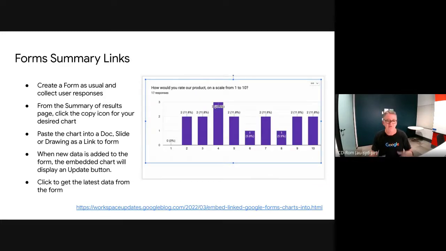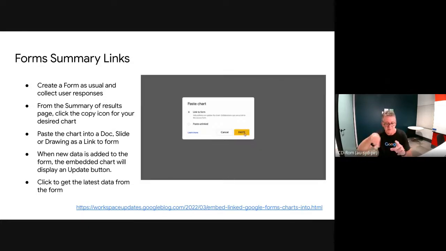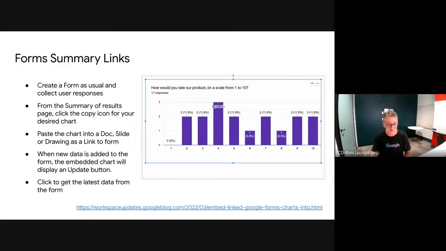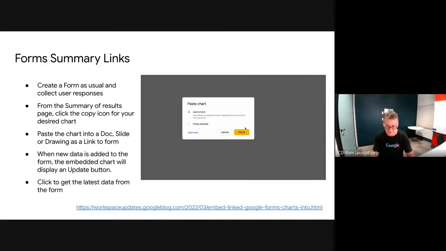Some of you know that if you create a Google form and you allow people to fill it in, the results go into that summary page, right? And it will draw these nice little graphs for you, bar graphs or pie graphs, depending on the type of question you asked. What you'll be able to do now is to actually link those to an external document, so slides or docs or drawings. And I've got a little sample here for you.